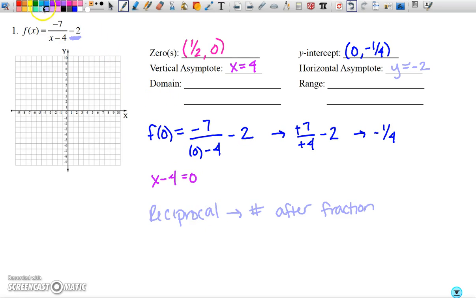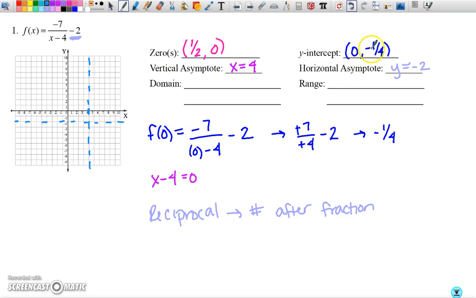All right, so let's go ahead and get our graph on here then. Our vertical asymptote is at x equals 4, so that would be here, and we do a vertical line. This is really hard to do with this slate thing that I'm using, so I apologize. It's not looking all that pretty. And then y equals -2 is the horizontal.